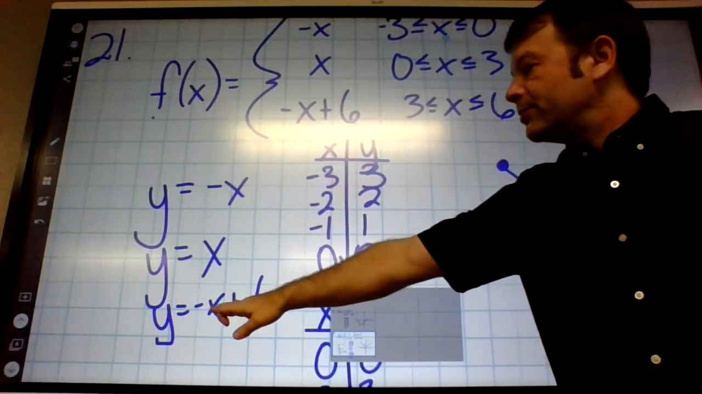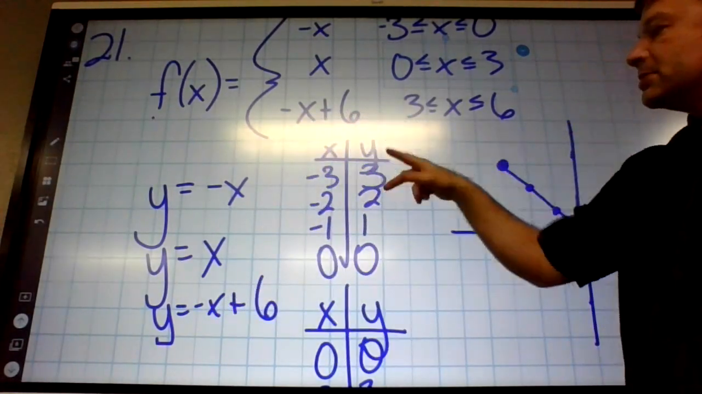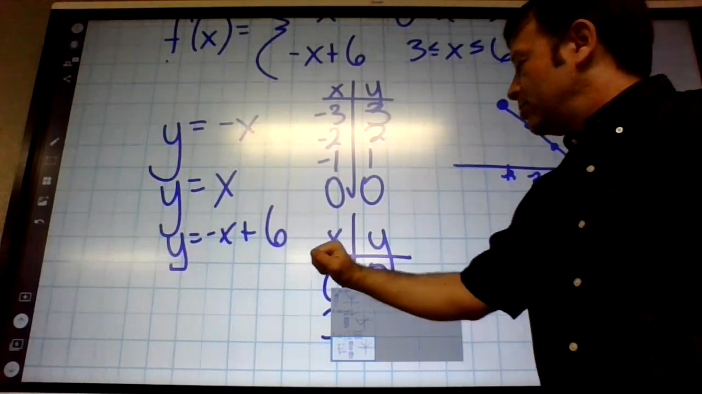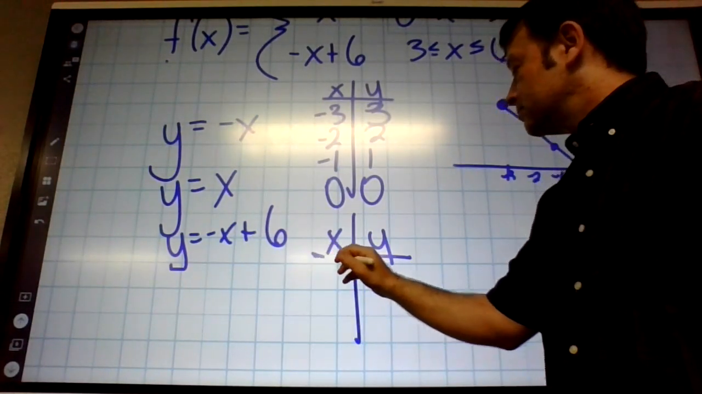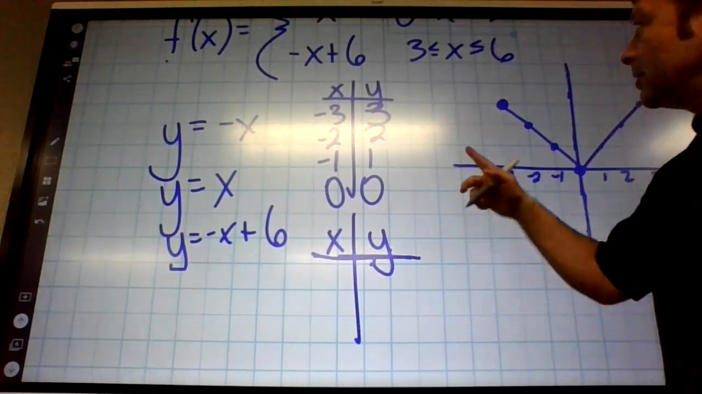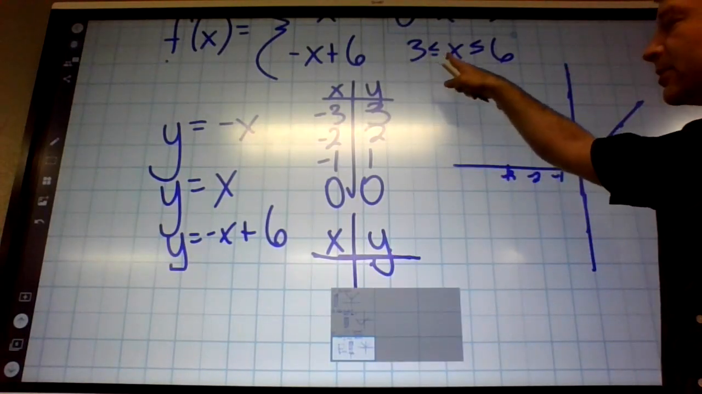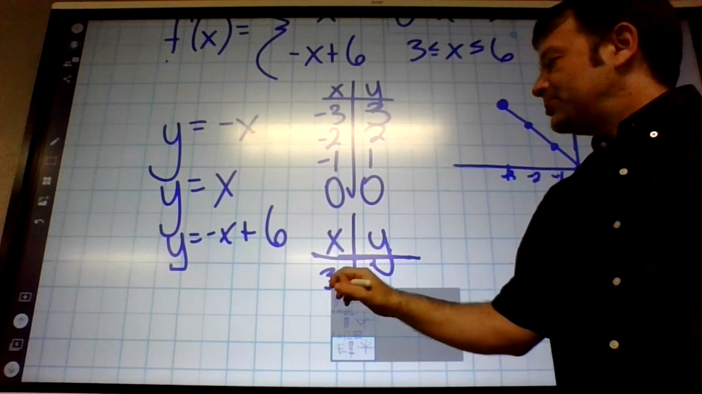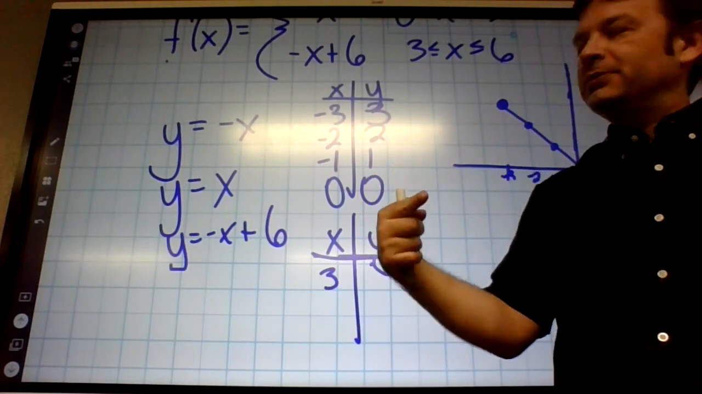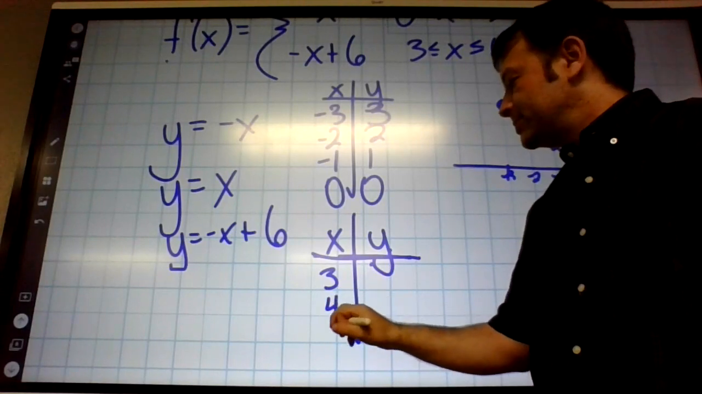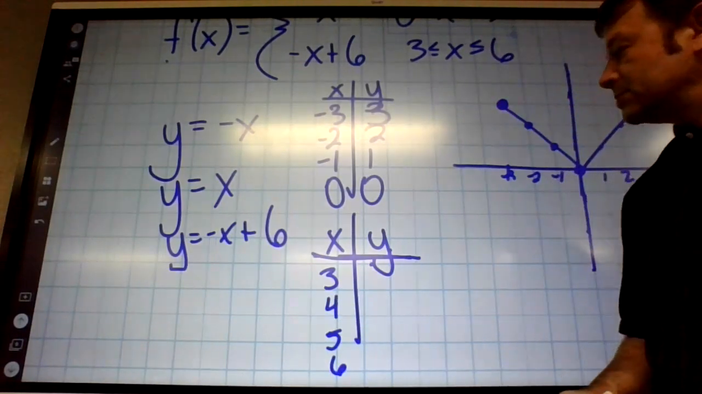This one, y equals -x plus 6. So what would be some good x values to plug in right here? 3, 4, 5, 6. Since we know it's a line, you could just do 3 and 6 because it's going to be a straight line. But oh well, we'll do that.